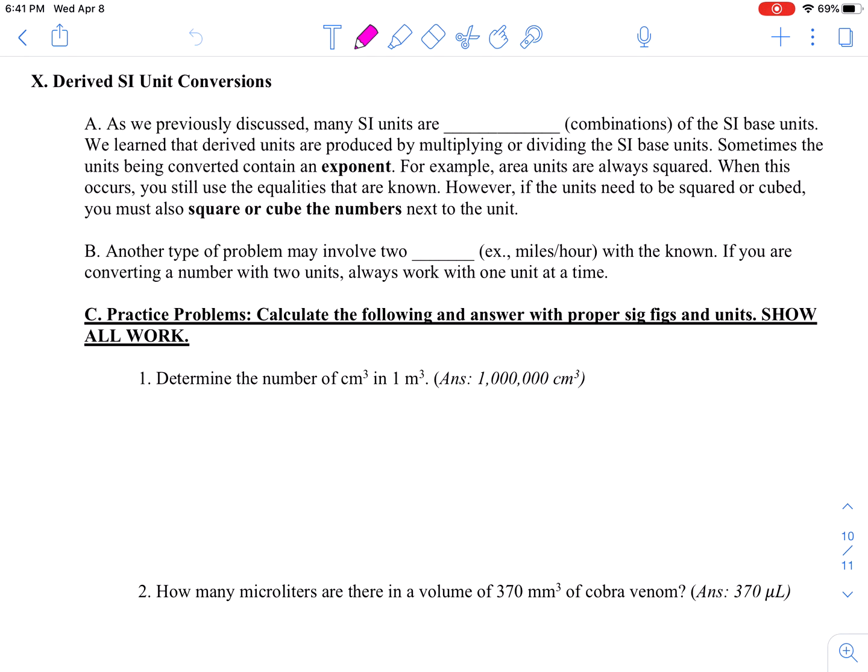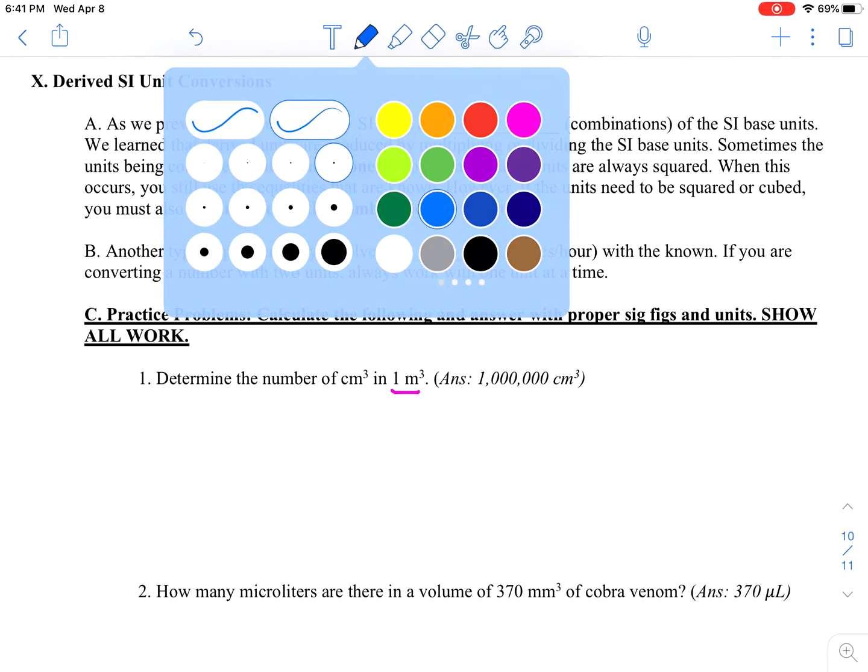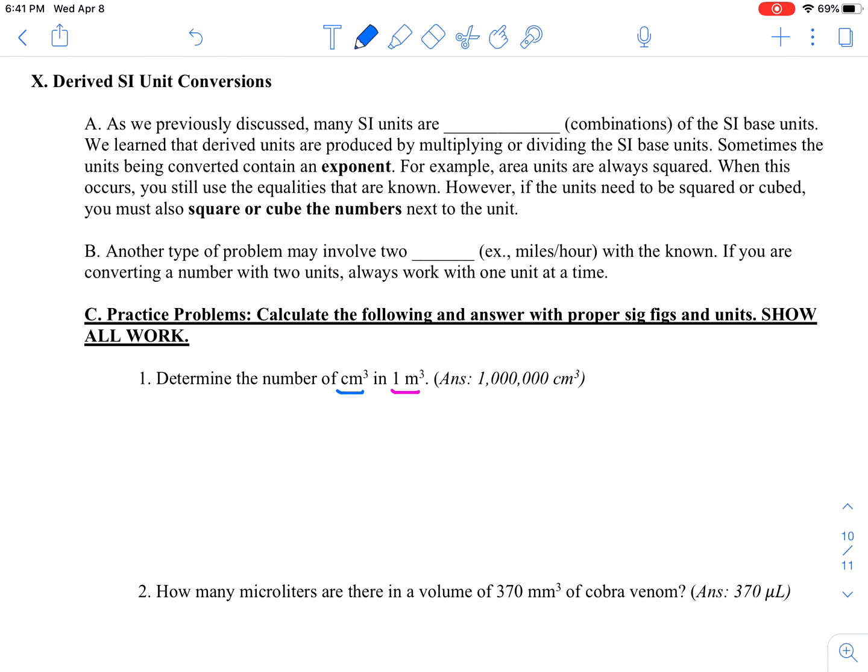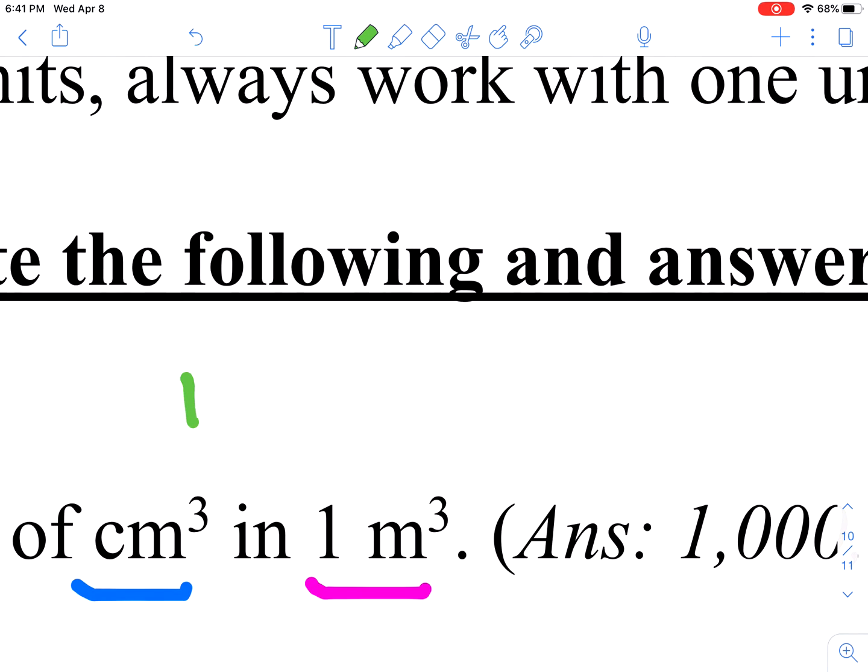In number one, we are interested in finding the number of cubic centimeters in 1 meter cubed. So our given is meters cubed, and our unknown, what we're trying to find, is centimeters cubed. And as a reminder, we know something. We know that there are 100 centimeters in 1 meter. But here's the thing, there are not 100 cubic centimeters in 1 cubic meter, right?